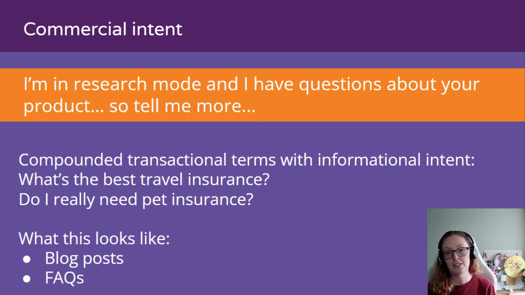The next one, confusingly, is called commercial intent. Commercial intent is when someone is in full-on research mode. They don't really know what they're looking for. They know roughly the sort of product they're looking for, but they don't know what's good and what's bad, and they need to know that information before they make an informed decision about what they're going to buy. So this is kind of the stage before they're ready to buy. These are often compounded transactional queries with an informational intent.